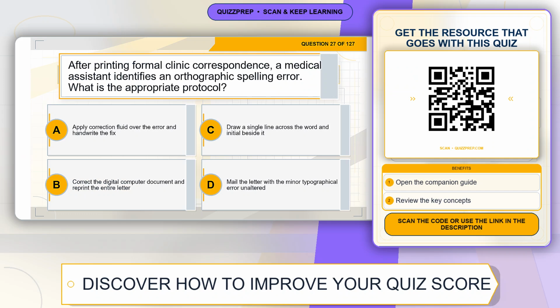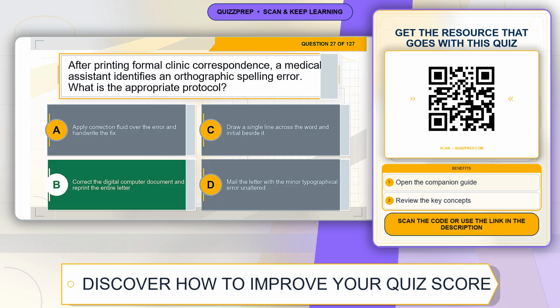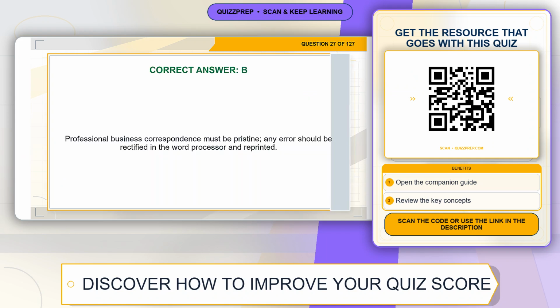Question 27. After printing formal clinic correspondence, a medical assistant identifies an orthographic spelling error. What is the appropriate protocol? Option A, apply correction fluid over the error and handwrite the fix. Option B, correct the digital computer document and reprint the entire letter. Option C, draw a single line across the word and initial beside it. Option D, mail the letter with the minor typographical error unaltered. The correct answer is option B, correct the digital computer document and reprint the entire letter. Explanation. Professional business correspondence must be pristine; any error should be rectified in the word processor and reprinted.